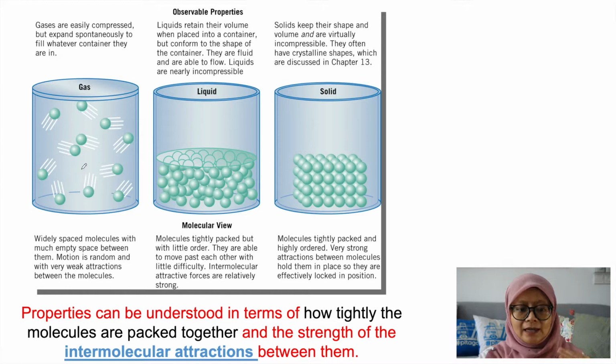So in this diagram, this is the gas, where the molecules are widely spaced with much empty space between them. The motion is random, with very weak attraction between the molecules. While for the liquid, liquids retain their volume when we place them into a container. For example, like you fill up water in a bottle, but they conform to the shape of the container.